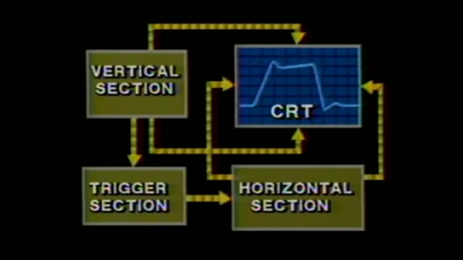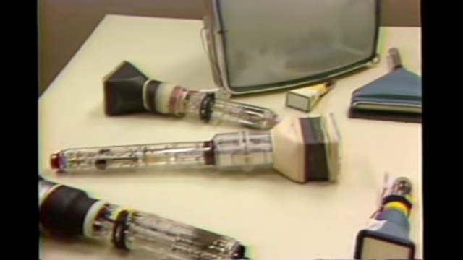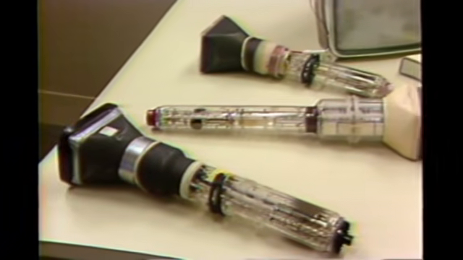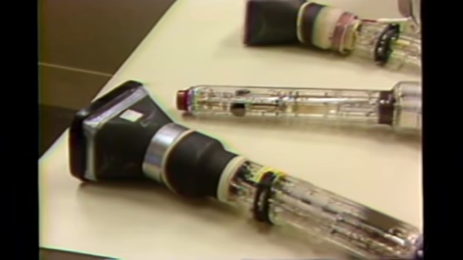Now let's examine the last functional block in our simplified look at an oscilloscope. The cathode ray tube is the output or display section of the oscilloscope. CRTs come in many shapes and sizes. Storage tubes, mini-scopes, and display monitors require very different configurations, but all operate on the same principles.